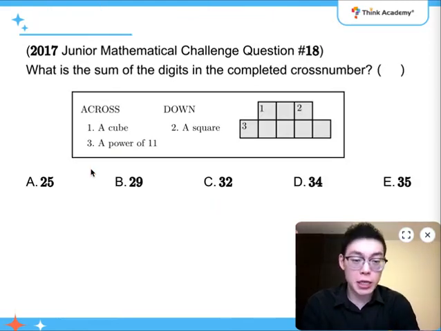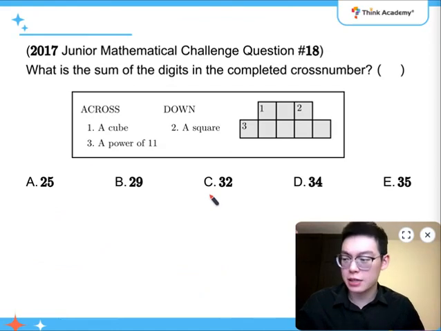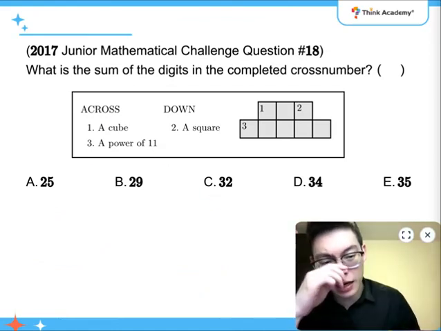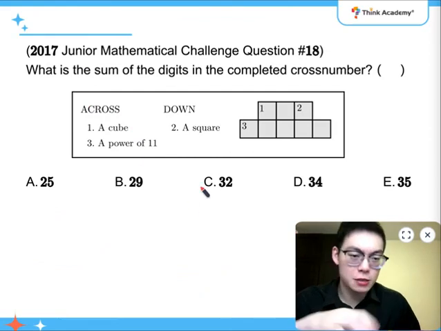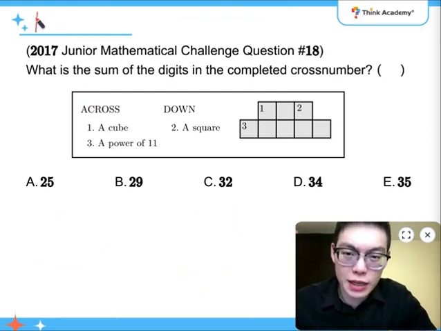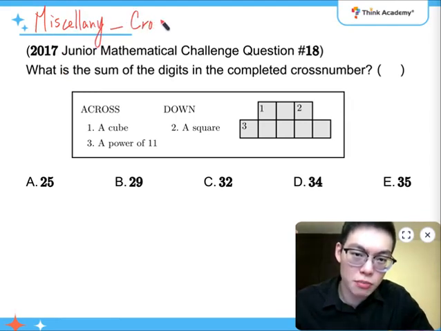And then for question 18, so I think this is a very interesting question, and it requires you to notice which part of it you are going to start with first. So this belongs to the miscellany questions, and this is a cross number question.